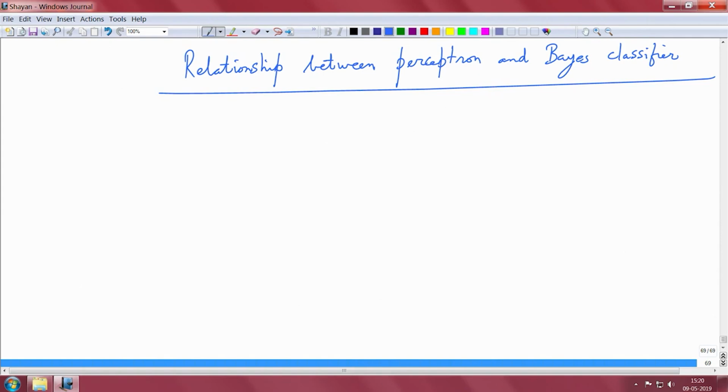Having considered the perceptron algorithm and derived how we can get an optimal hyperplane to separate linearly separable classes, let us see the relationship between perceptron and the Bayes classifier.